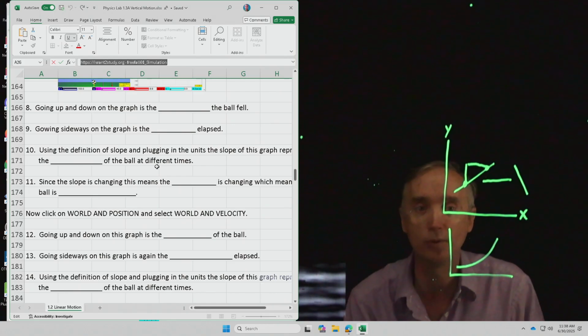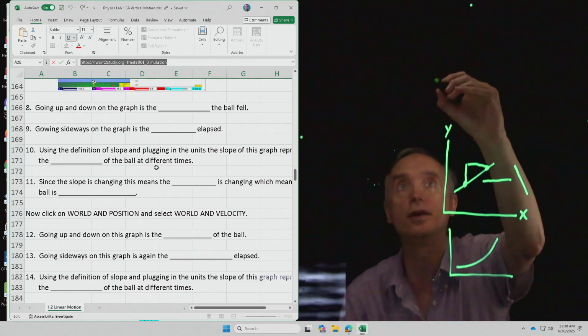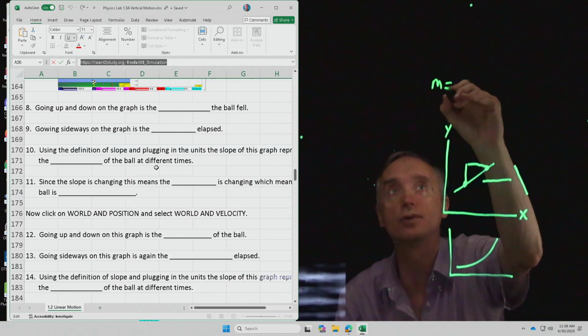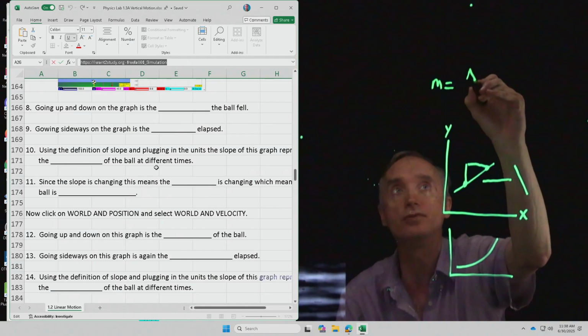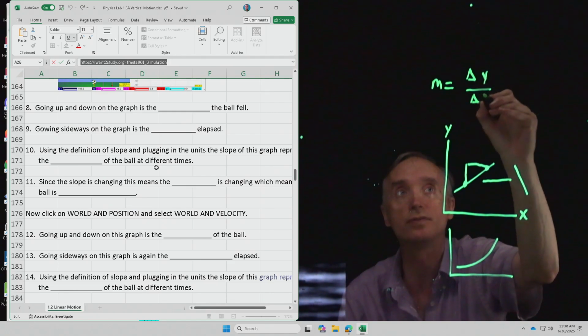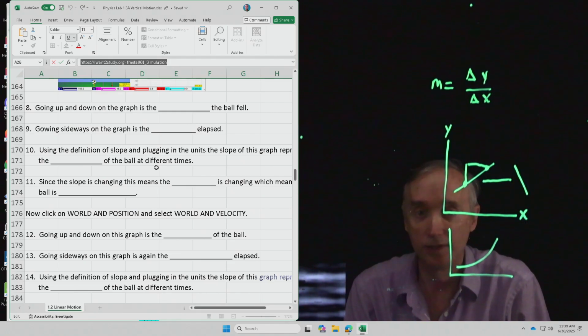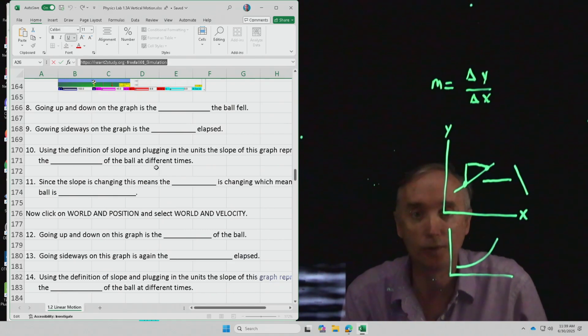Now, at this point, you are not actually calculating the slope. Okay, all we're doing is we're using the definition that the slope m is going to be equal to the change in the up and down part divided by the change in the sideways part. So that's all that we're doing here. So since the slope is changing, hold on, we're up right here.